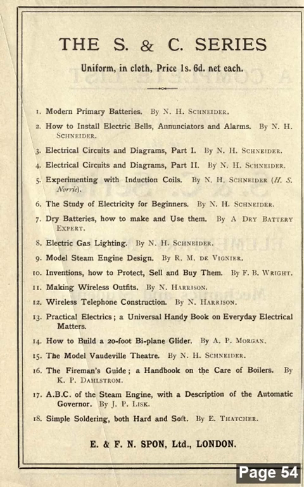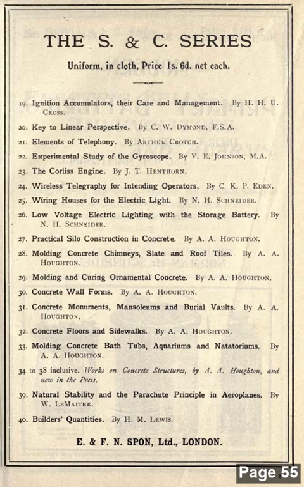17. A.B.C. of the Steam Engine, with a description of the automatic governor, by J. P. Lisk. 18. Simple Soldering, both hard and soft, by E. Thatcher. E. & F. N. Spon Limited, London. The S&C series, uniform in cloth, price 6d net each. 19. Ignition Accumulators, Their Care and Management, by H. H. U. Cross. 20. Key to Linear Perspective, by C. W. Diamond, F.S.A. 21. Elements of Telephony, by Arthur Crotch. 22. Experimental Study of Gyroscope, by V. E. Johnson, M.A. 23. The Coreless Engine, by J. T. Henthorne. 24. Wireless Telegraphy for Intending Operators, by C. K. P. Eden.